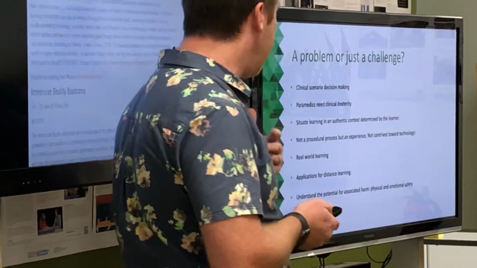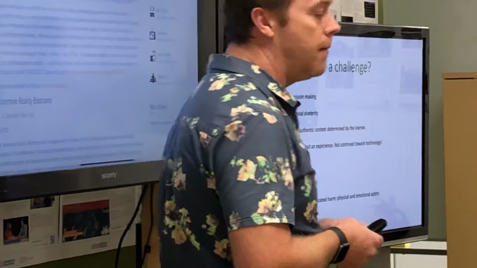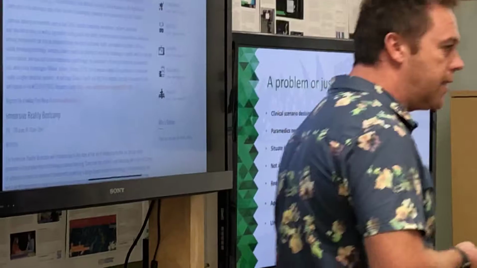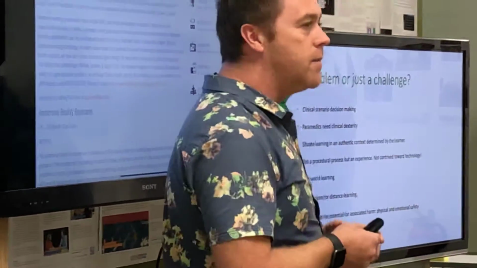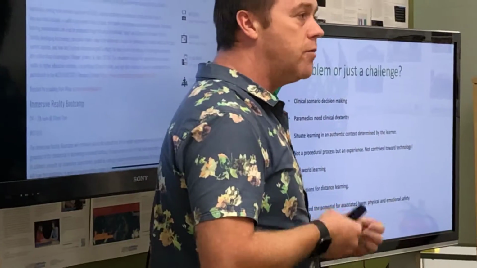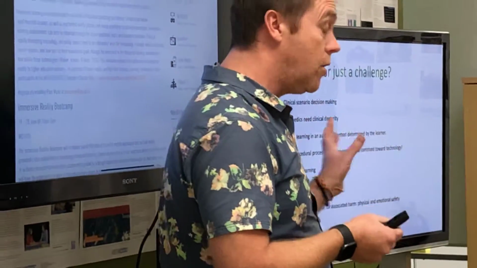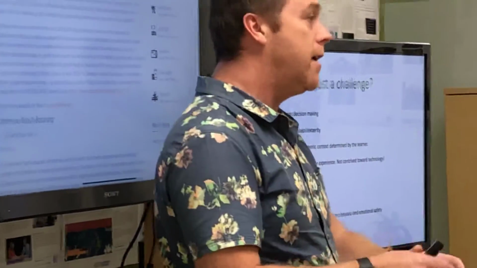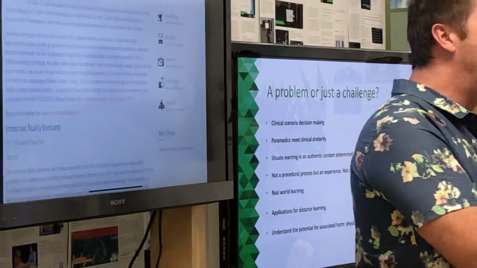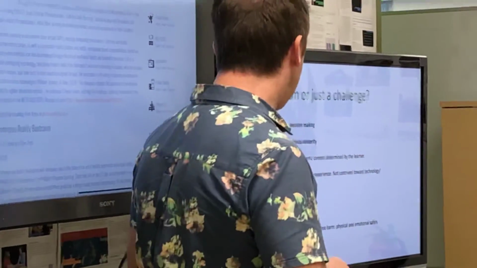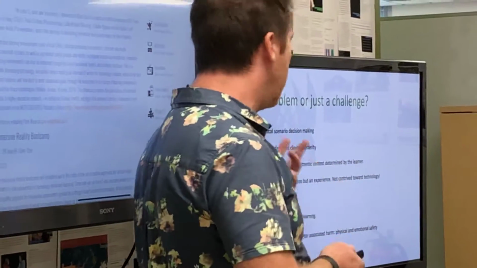Situate learning in authentic context determined by the learner. So, as we'll see in the following slides, we've actually taken some scenes in a 360 environment and we've given it to the students to review by way of safety, and I'll show you what I mean by this in a moment. But we've also given the equipment back to the students and said, there's the equipment, you now go make the environments. Not procedural process, but experience, not contrived to technology.